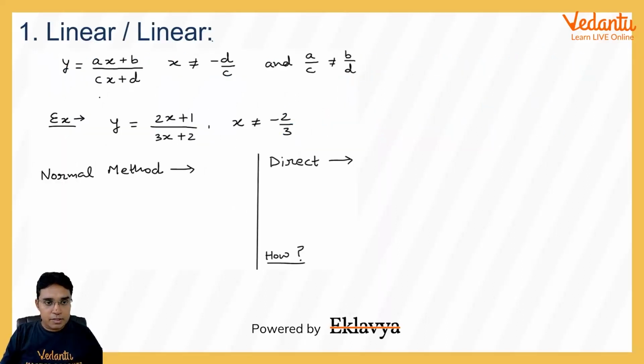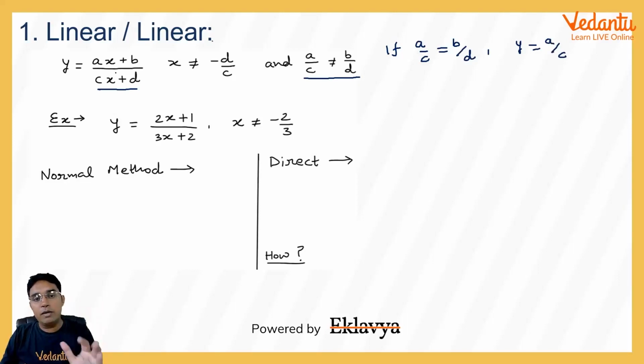This is the standard form of linear upon linear, where x cannot be minus d upon c, otherwise the denominator will become 0 and the function will not be defined. Also, I have taken this condition because if a upon c becomes equal to b upon d, then y will be just a upon c, because for all values of x the numerator and denominator cancel the terms of x and you will have just a upon c. That's a constant, so we will not call that a linear upon linear. That's why this condition.